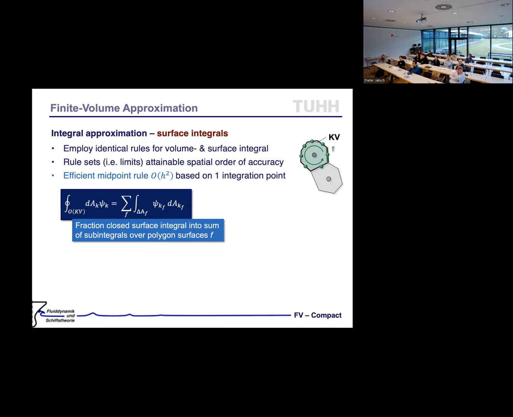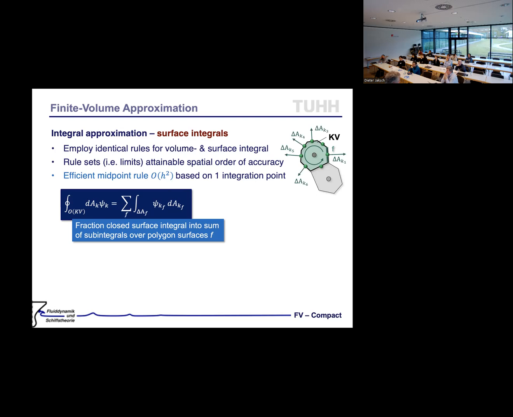For the surface integrals, as I said, you do the same rule. You walk along the surface and you grab the different center location values, if you have them. If you don't have them, you need to reconstruct them in some way. And then you just multiply with the surface vector. In this case, it's vector information, so it's vector times vector.